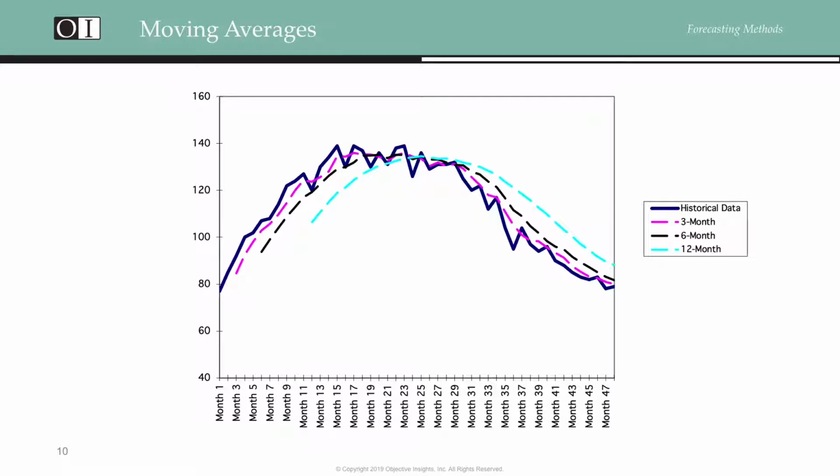But you'll also notice that the peak is shifted to the right with the 12-month moving average compared to the actual historical data. And it also dampens any upward or downward slope trend. And then further, we cannot use it for forecasting, for trending, because there's no mechanism for taking this out into the future.